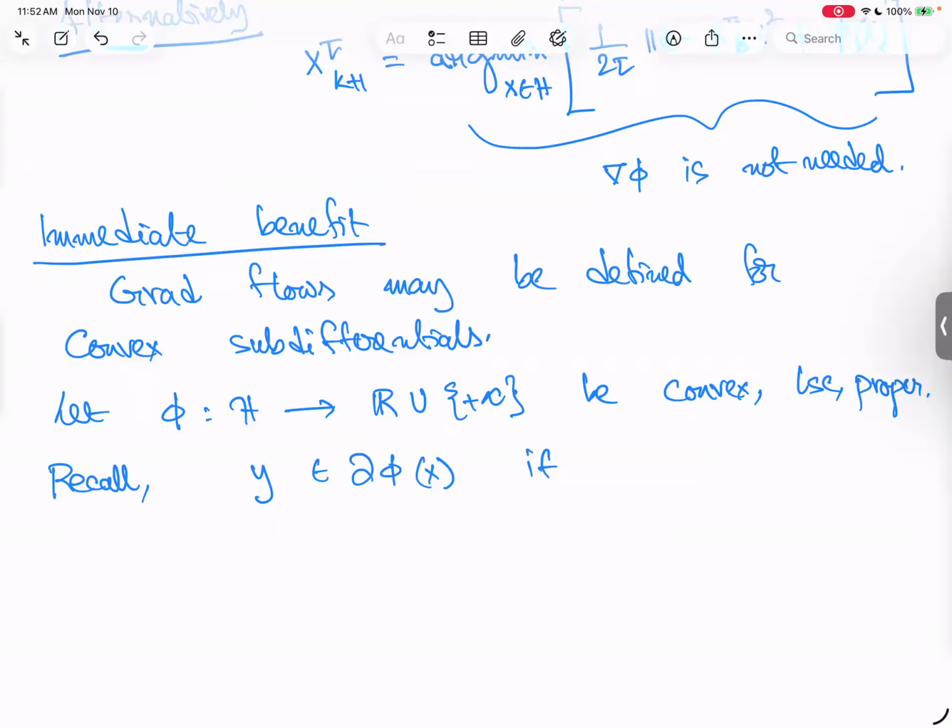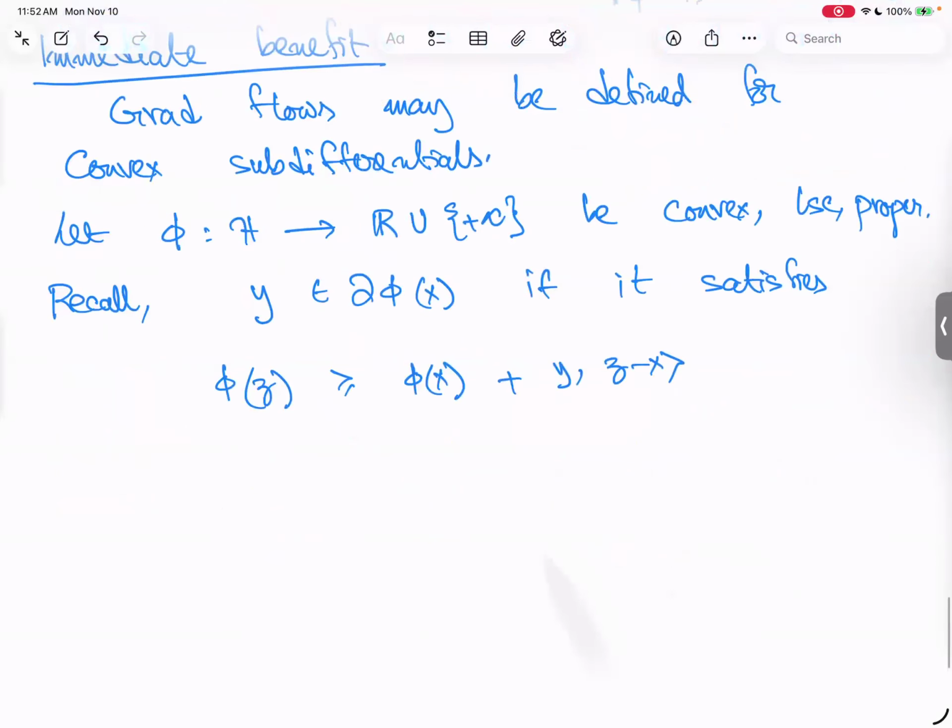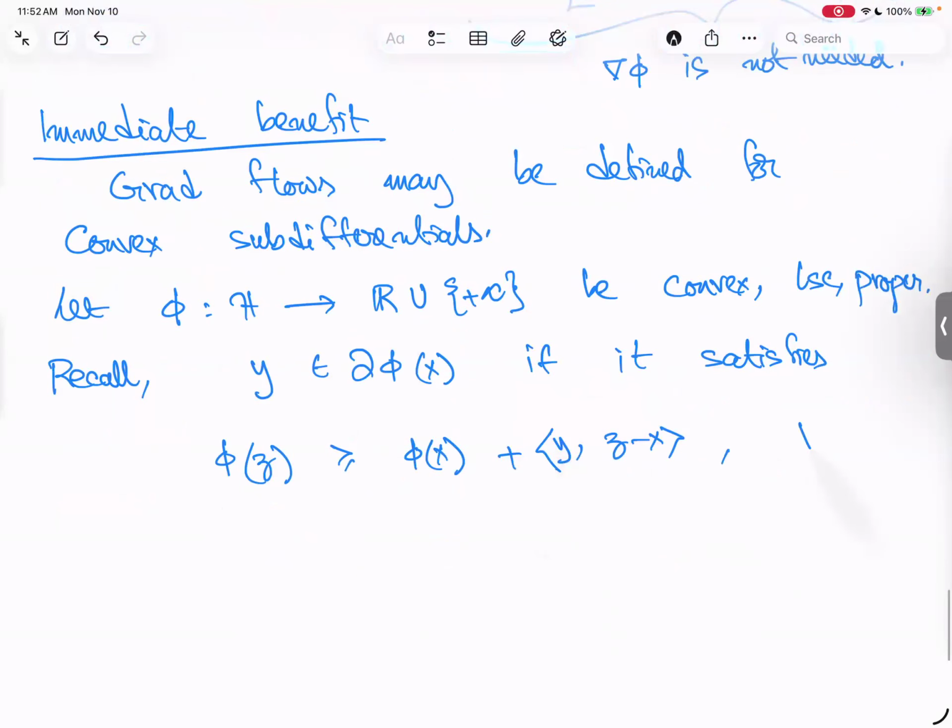So recall that y is a subdifferential of a function at x if it satisfies that phi of z is greater than or equal to phi of x plus y, z minus x, for all z. Okay, so that's a subdifferential of a convex function. So phi of z is greater than or equal to phi of x plus y, z minus x, for all z.